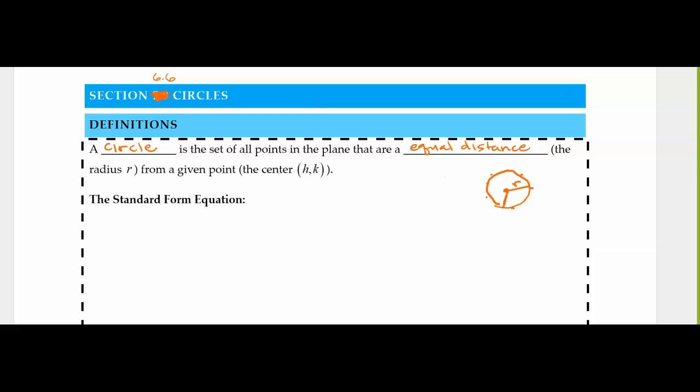You also need to know the standard form of this equation, and this is something that you need to have memorized for the exam. It's not going to be given to you. The standard form of a circle looks like this: x minus h all squared plus y minus k all squared equals r squared, where h and k is the center, so the center is at (h, k), and the r is our radius. Not r squared, but just the r is our radius.